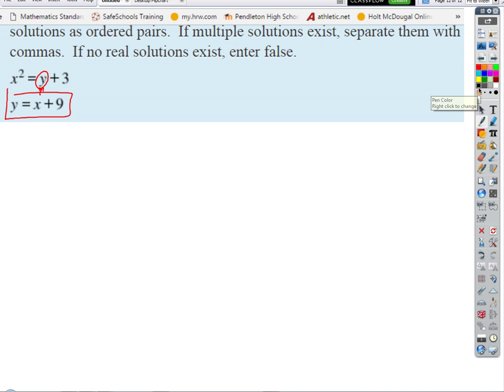So then that makes my top equation x squared equals, instead of a y, we got the quantity x plus 9 plus 3. So if I combine like terms, x squared equals x plus 12, right? So now what? What am I going to do with this?